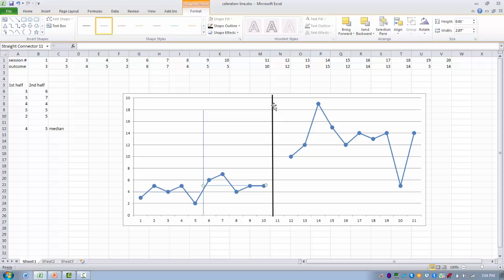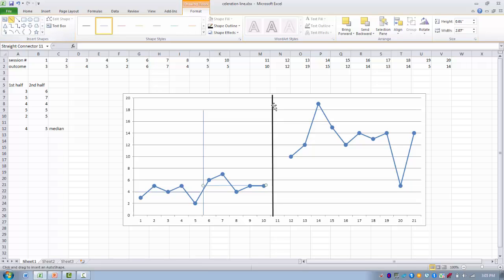Okay, now my next step is to find the middle score in the series. So in the first half of my baseline phase, I have 5 data points. So I want to find the data point that was the third data point collected. So that's going to be this data point right here. Because I have 5 data points, I'm going to draw this vertical line through the third data point. If I had an even number of data points in each half, the line would be drawn directly between the 2 middle points.